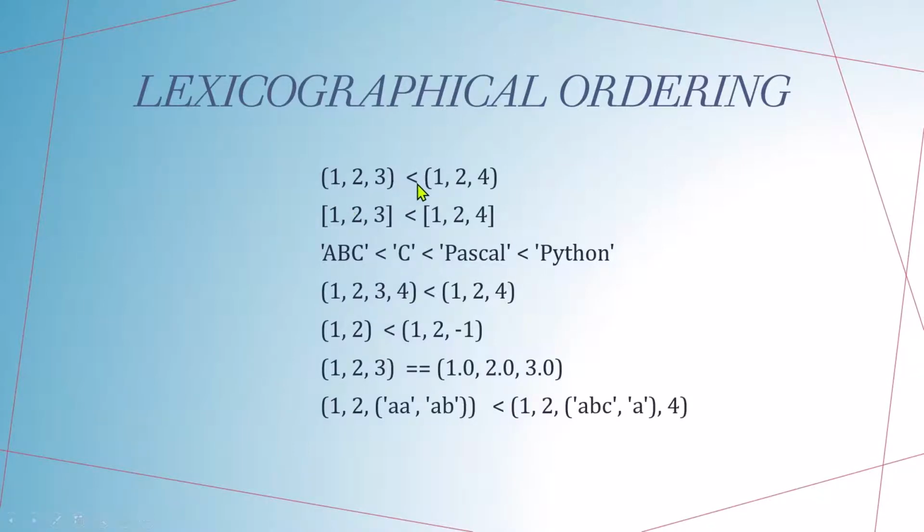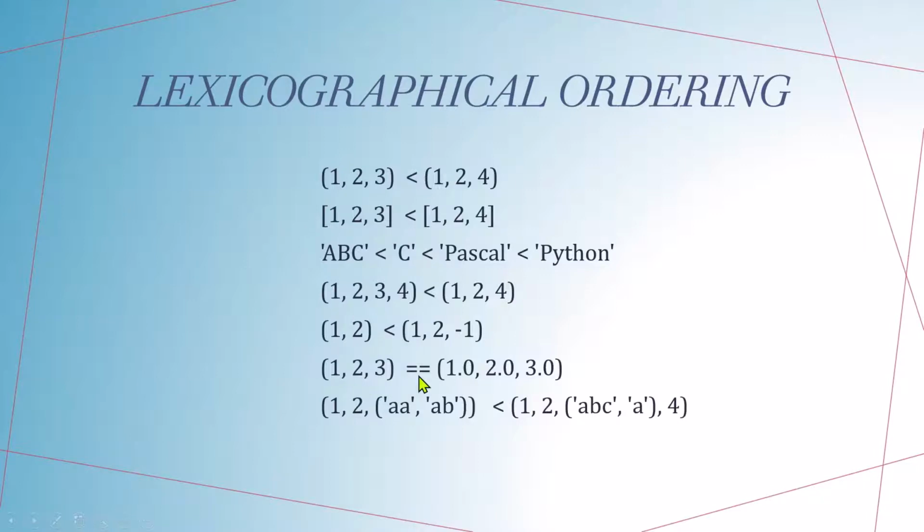1, 2, 3 is less than 1, 2, 4. Why? These two are the same, but then 3 is less than 4. Similarly, here in the strings, A is less than C, right? Therefore, ABC less than C. C is less than P, therefore C less than Pascal. PA less than PY, and therefore Pascal less than Python. Similarly here, 1, 2, 3, 4 less than 1, 2, 4, because we have 3 but we have 4 there. And here as well, we've got 1 and 2, but we've got nothing to compare with, and therefore that's less than.